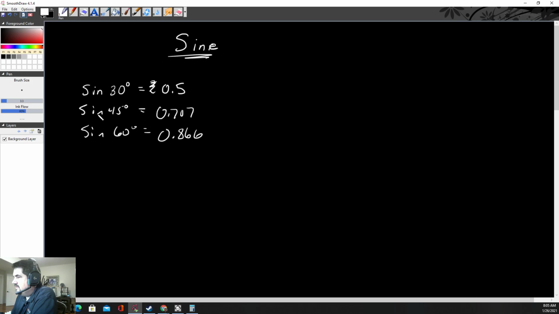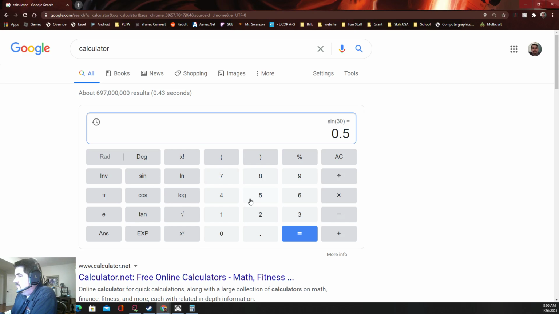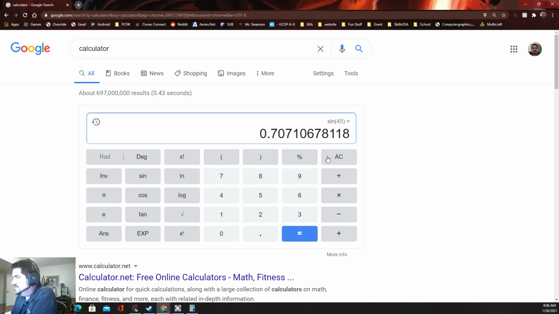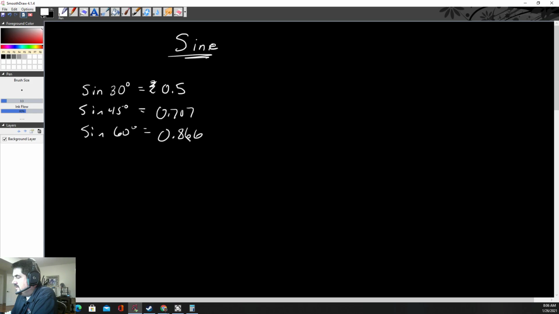So 0.5. Now let's do sine of 45. Let's just double check that one. So we're going to clear this out. We're going to go sine of 45, close the parenthesis, equals 0.707, and that was correct, 0.707. And let's do sine of 60 just to double check and go through all of them. So clear, sine of 60 degrees, and we are in degrees, right? Not radians, equals 0.866, and that was the answer, 0.866. Okay, so that's how you find the sine of a number.